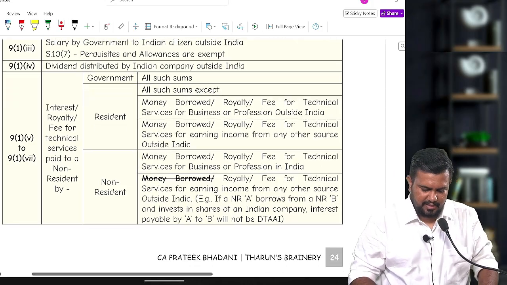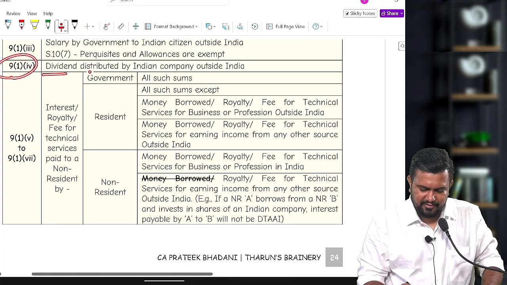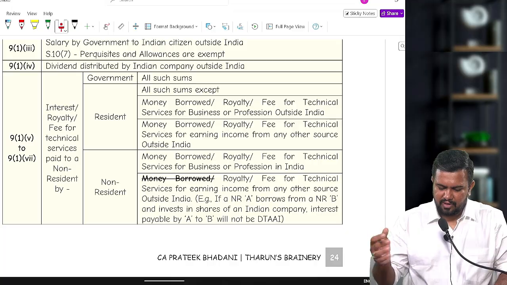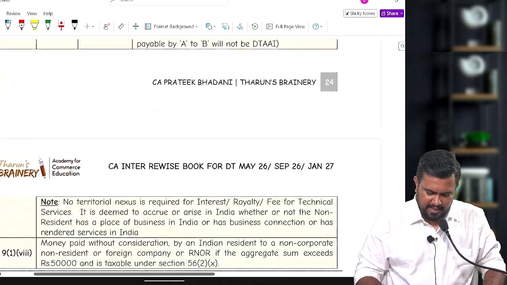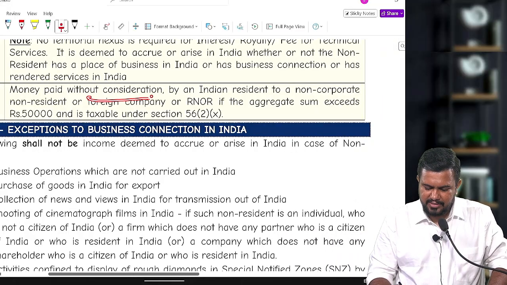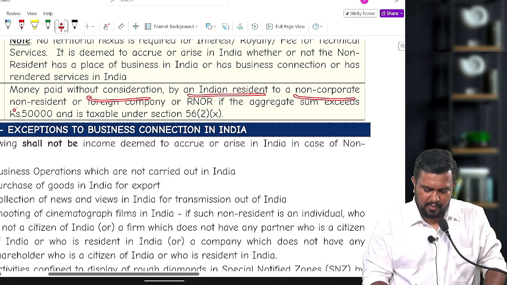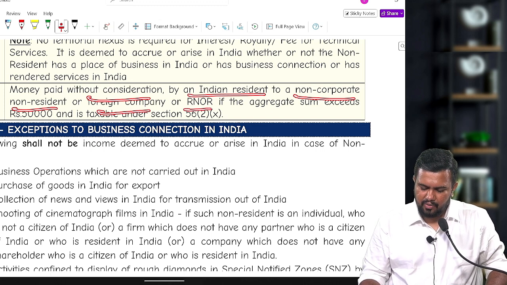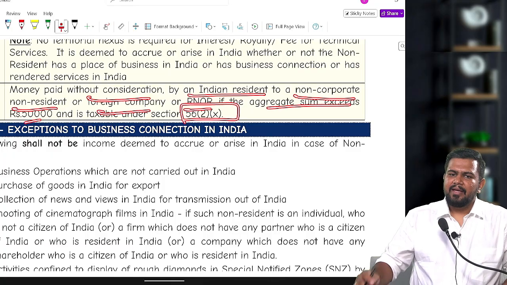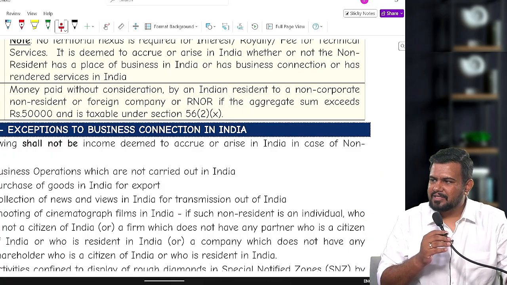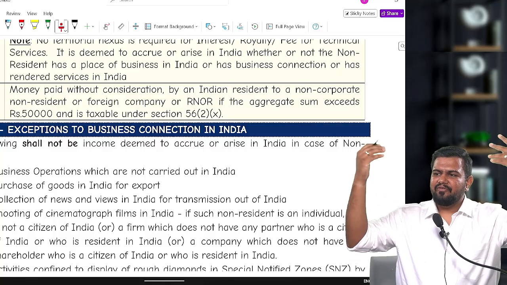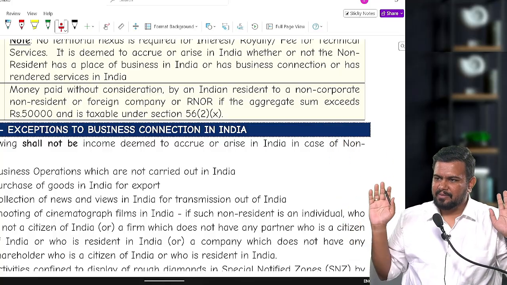Okay. Then section 9(1)(iv), dividend distributed by Indian company outside India. So an Indian company is distributing dividend, it is always deemed to accrue or arise in India. Last one first, section 9(1)(viii), money paid without consideration by an Indian resident to a non-corporate non-resident or a foreign company or RNOR if the aggregate sum exceeds 50,000 and taxable under 56(2)(x). In income from other sources, we are going to learn a section called 56(2)(x), where we are going to study that if the gift received is more than 50,000 rupees, it is going to be fully taxable.